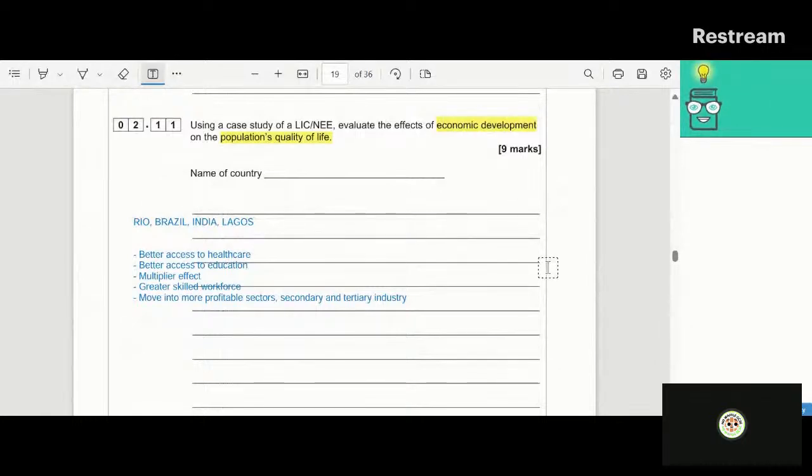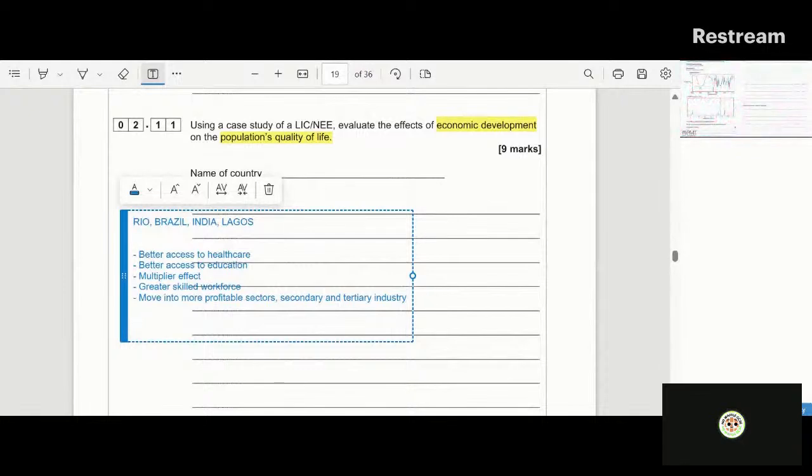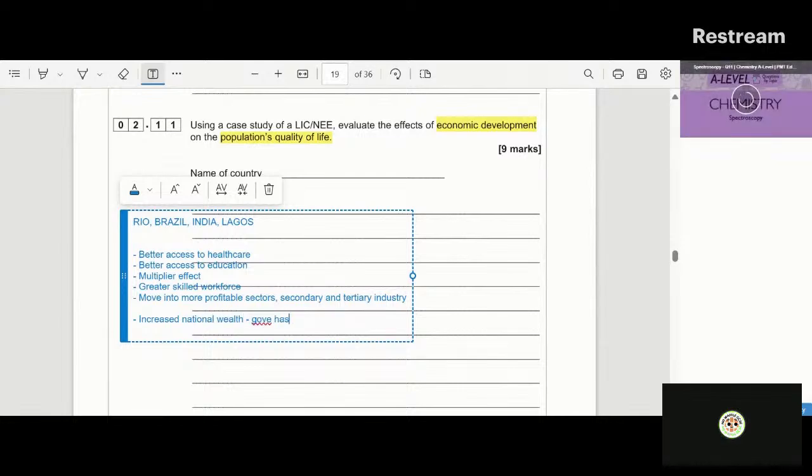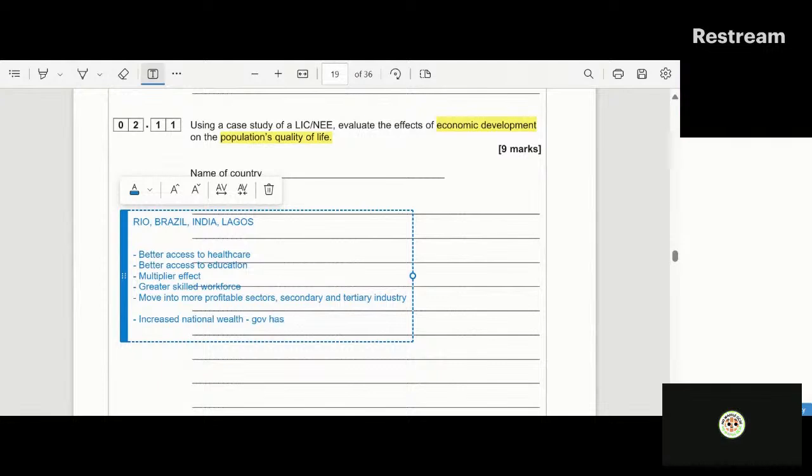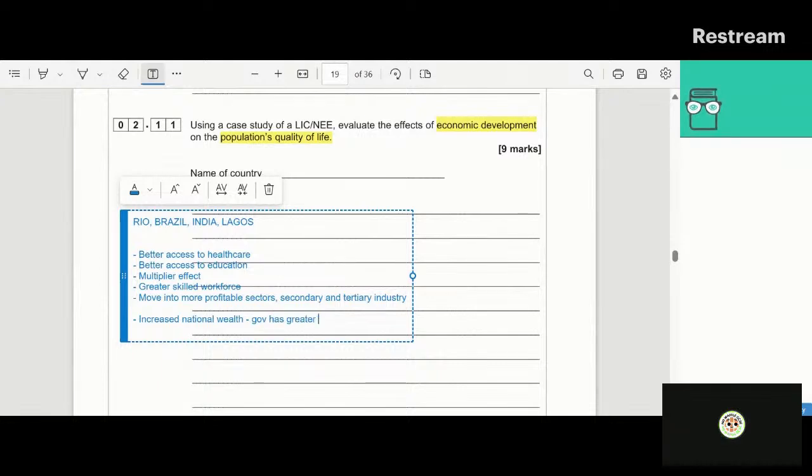Perfect. Moving into more profitable sectors, there's increased national and regional wealth. If there's increased national wealth, then that's again leading to the positive multiplier effect. The government has greater tax revenue. And you say, how is that even possible? Well, because if more people are working for these transnational corporations, more people are in the formal economy.